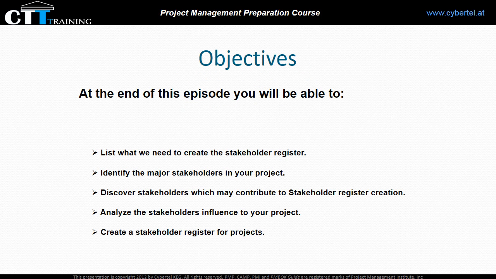At the end of this episode you will be able to list what we need to create a stakeholder register. You will also be able to identify the major stakeholders in your project and discover stakeholders which may contribute to stakeholder register creation. Also, you will be able to analyze stakeholders' influences in your project. At the end, you will be able to create a stakeholder register for your project.